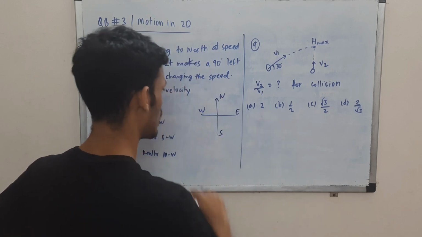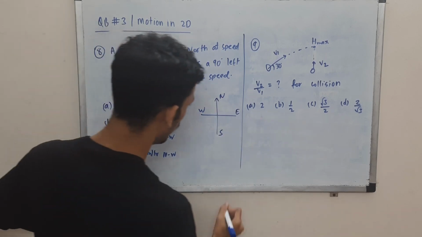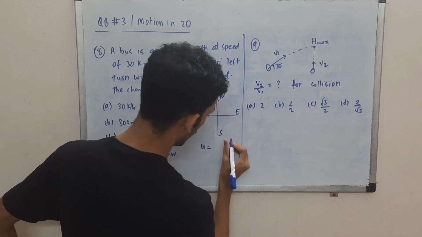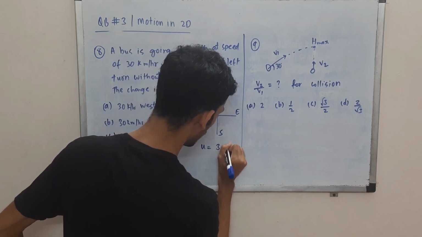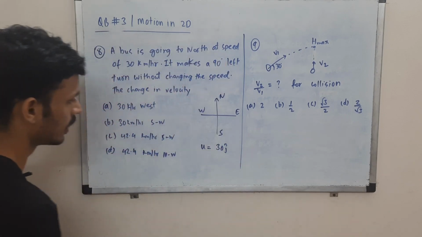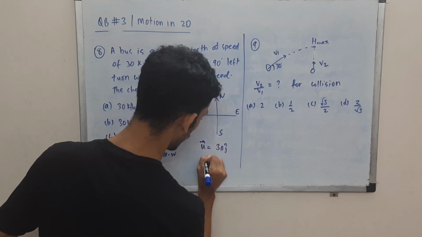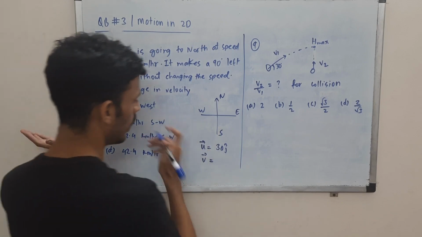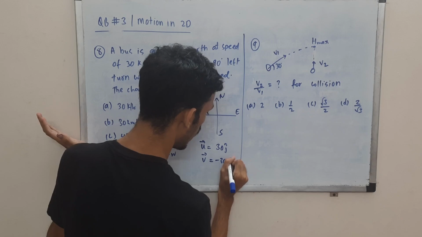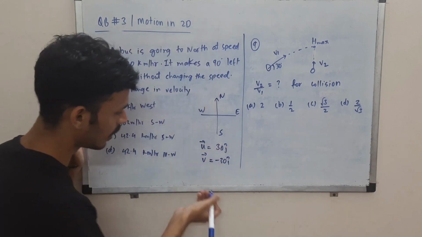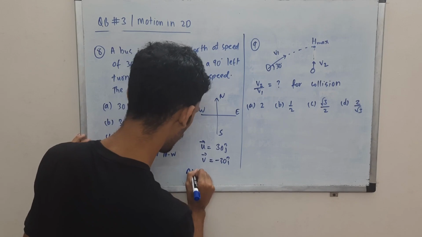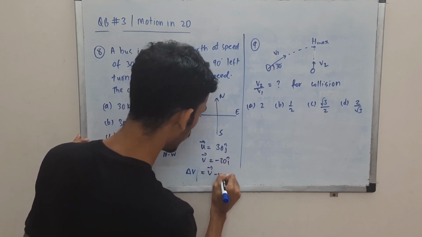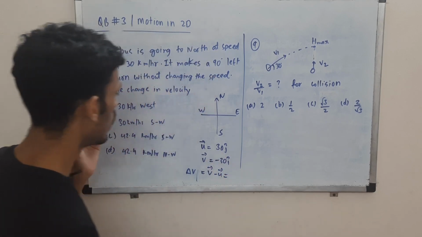North, south, east, west. Now initially it is traveling, so I'll consider the usual x and y axis. So u I can write as 30 j cap, right, in the north direction, initial velocity. And final velocity, it turns left, and this is in what direction? Negative x, right? So it's minus 30 i cap. So change in velocity is basically final minus initial. You can do delta v, the change in velocity, v minus u, and then find the magnitude. That is what is being asked in the question.